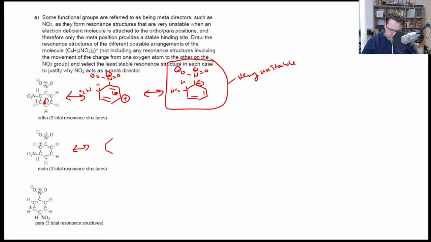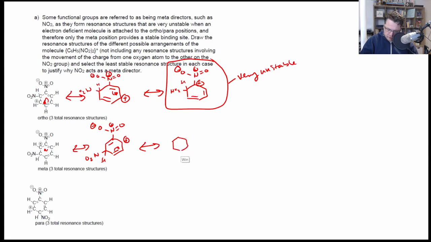And so if I were to move that double bond over, in that case, what you get is that resonance structure. And so that positive charge now is not directly adjacent to the NO2 group, right? It's on a different carbon in that case. And then you can move it around again.